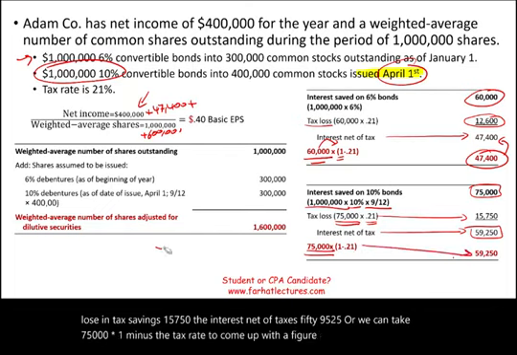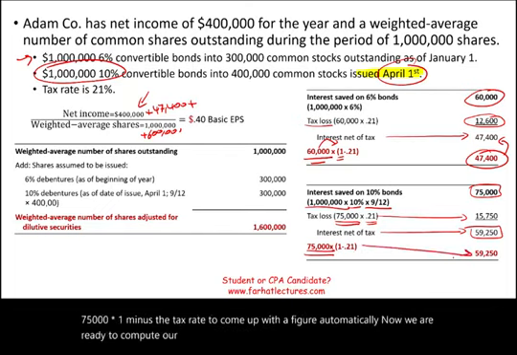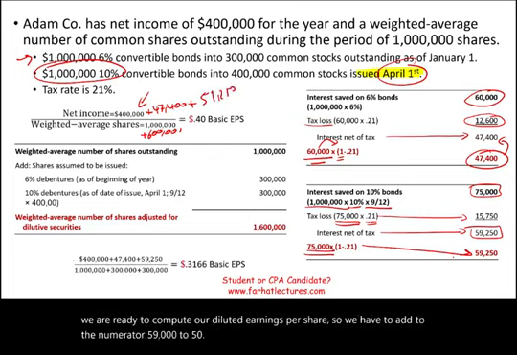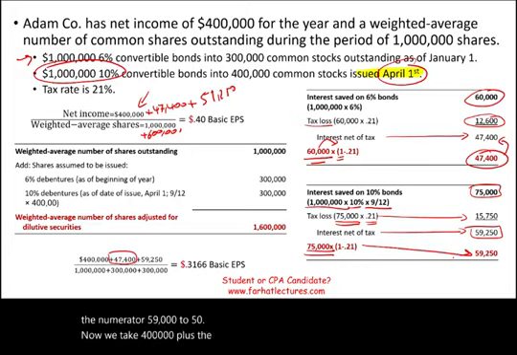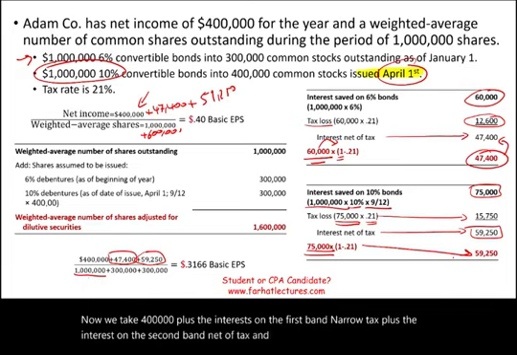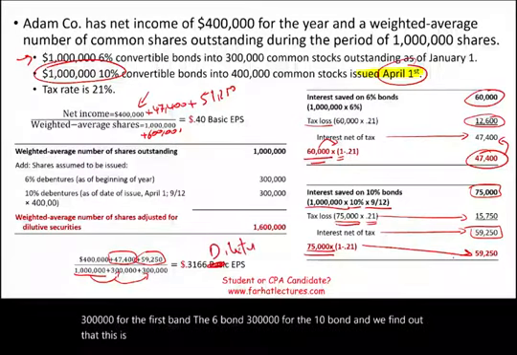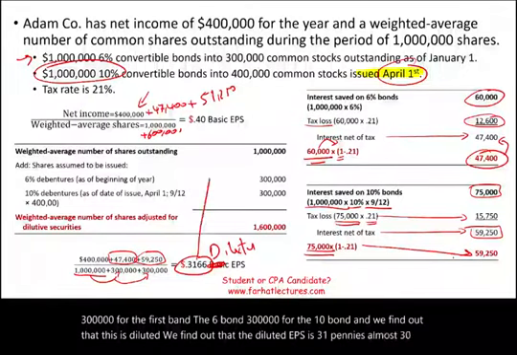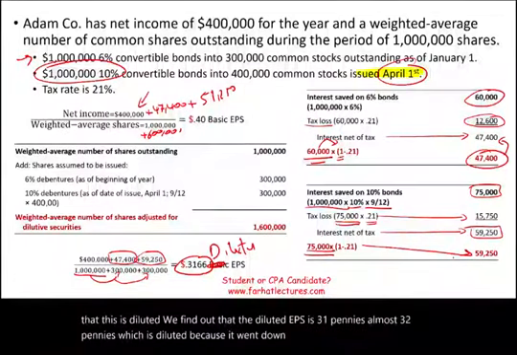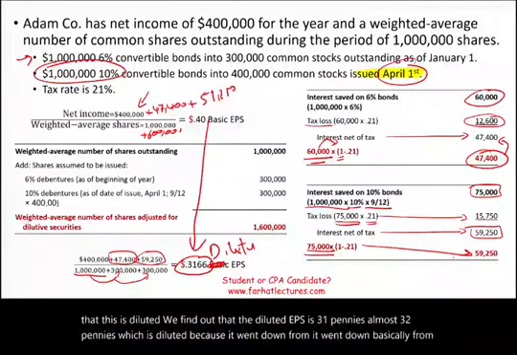automatically. Now we are ready to compute our diluted earnings per share, so we have to add to the numerator 59,250. Now we take 400,000 plus the interest on the first bond net of tax plus the interest on the second bond net of tax. In the denominator, we'll take 1 million plus 300,000 for the first bond, the 6% bond, 300,000 for the 10% bond, and we find out that this is diluted. We find out that the diluted EPS is 31 pennies, almost 32 pennies, which is diluted because it went down basically from 40 pennies to 31 pennies.